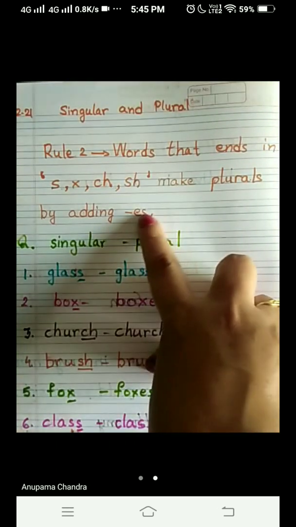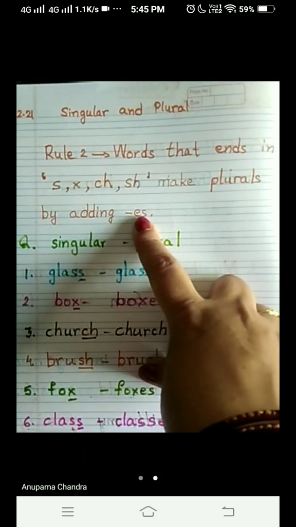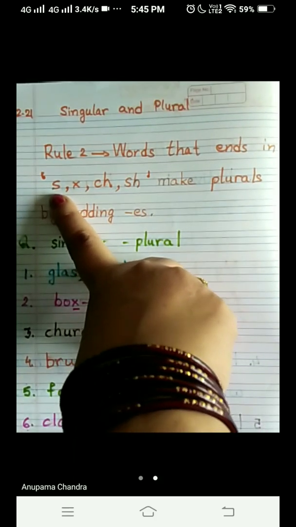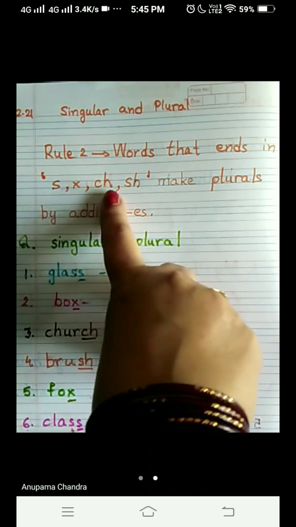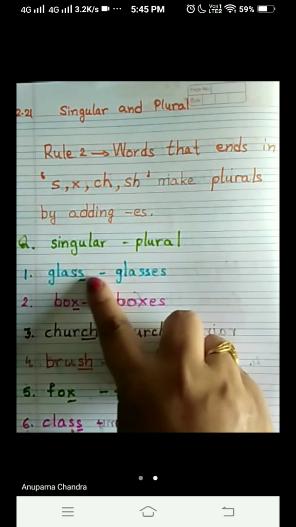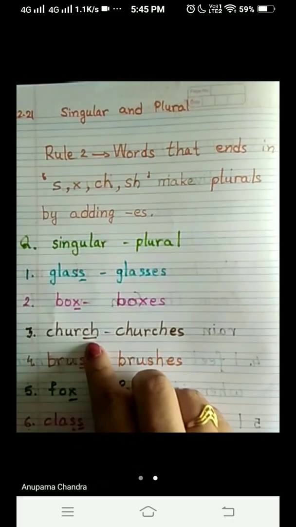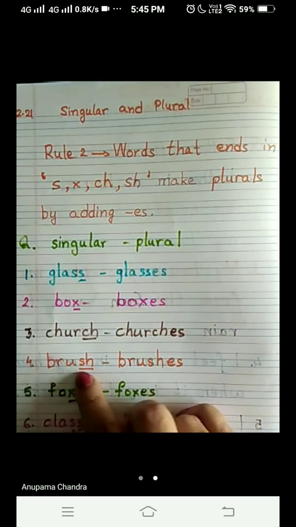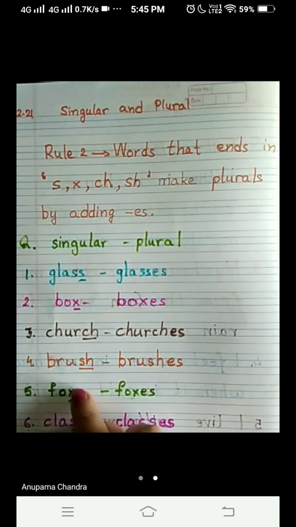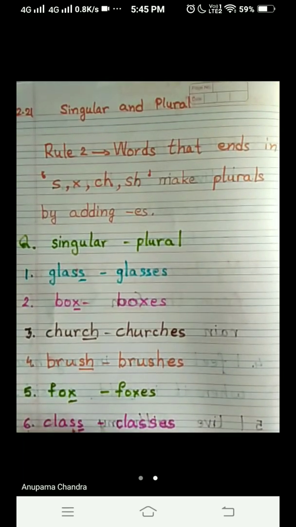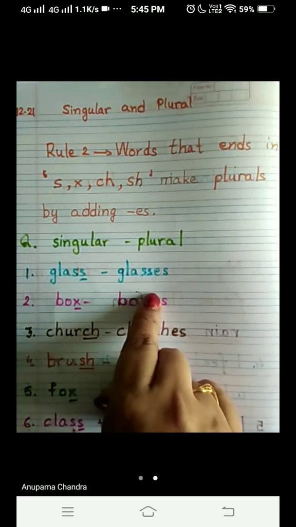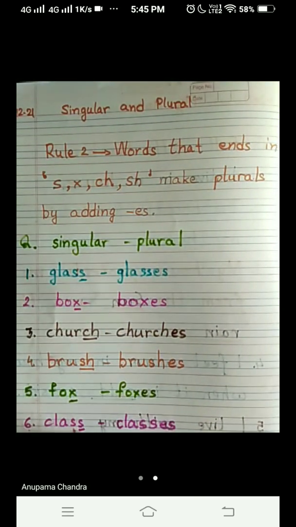So what we did? We have just added es to the word which ends with an s, x, ch or sh. Can you see? Glass ends with an s, box with x, church with ch and brush with sh. Similarly with fox, x and class, s. So what we did? We added es at the end to make the plural of the given word. So this was rule number 2. Now we go for rule number 3.